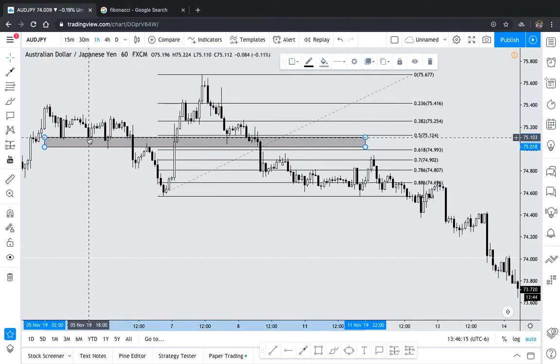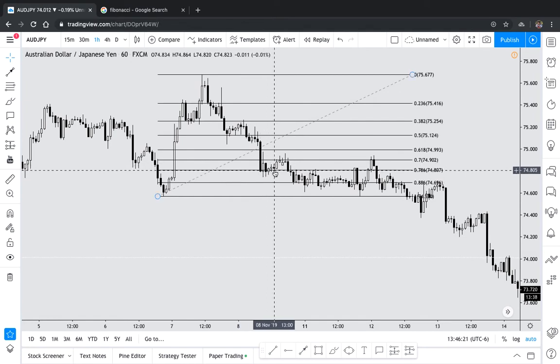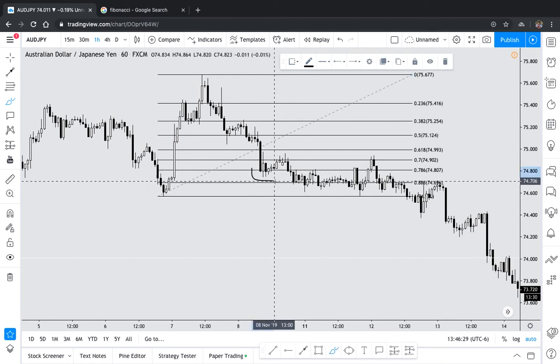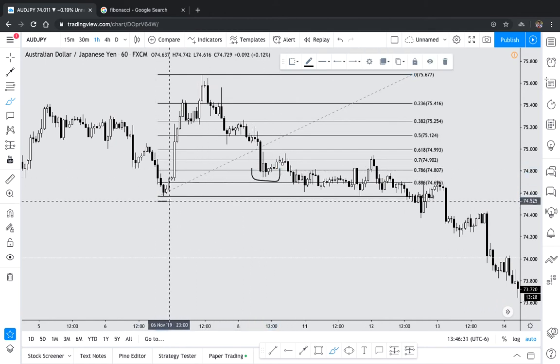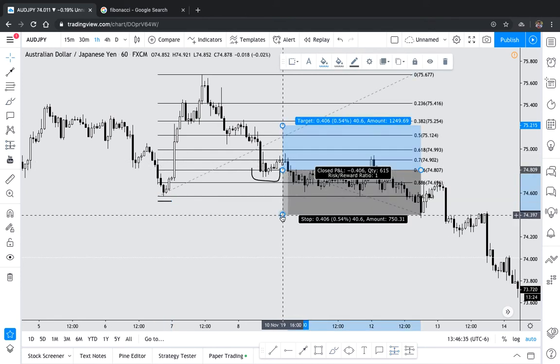So obviously the 50% doesn't work for us, so it keeps dropping. And then it respects our 78.6. Perfect. I was wrong about my 50%. This is where I'm going to get into the market. Look how it's respecting. We're going to now buy here. My stop loss is beneath the low. My risk to reward is even better, because look at this.